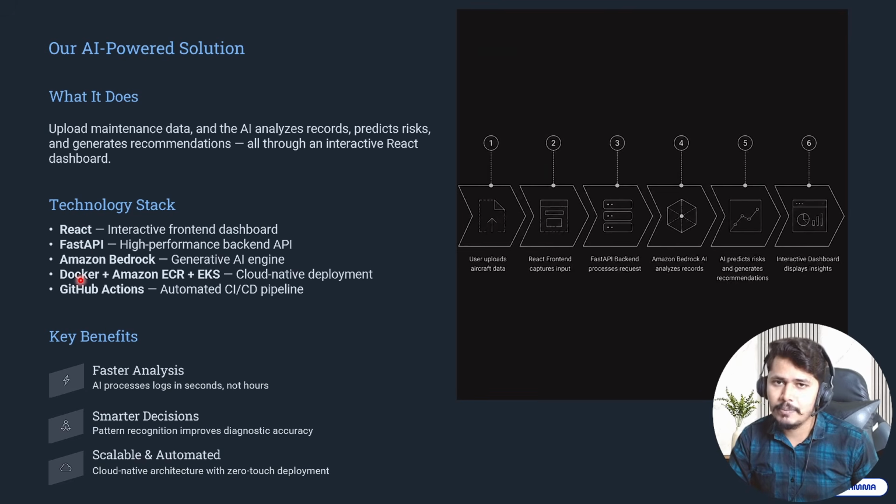And at the end, once the deployment is done, we are going to automate the deployment through an automated CI/CD pipeline using GitHub Actions, which is a very famous tool used in the industry. The key benefits are obvious: faster analysis, smarter decisions, and a scalable and automated system that we are planning to build. So enough of the theoretical part. Now let's go ahead and actually see the application demonstration.